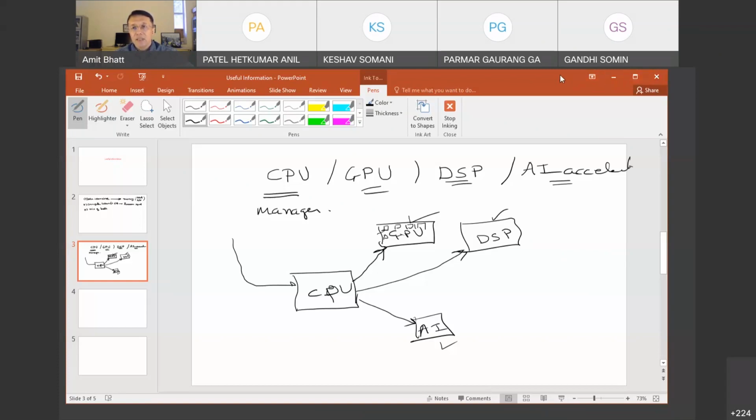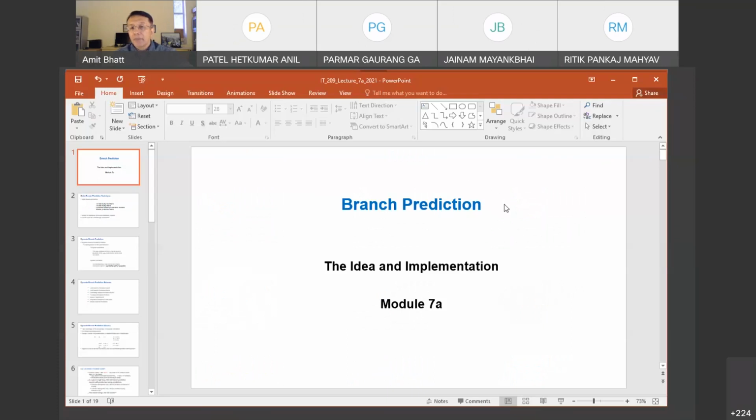Let us start with a new topic. This topic I deliberately skipped for later, and now I'm bringing it back. And that topic is branch prediction.